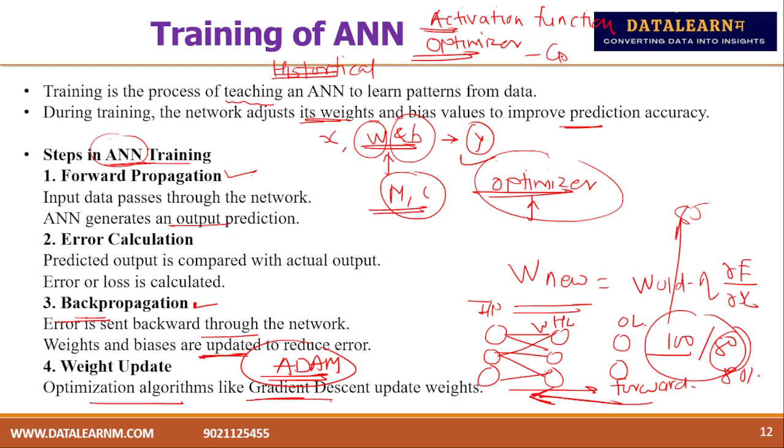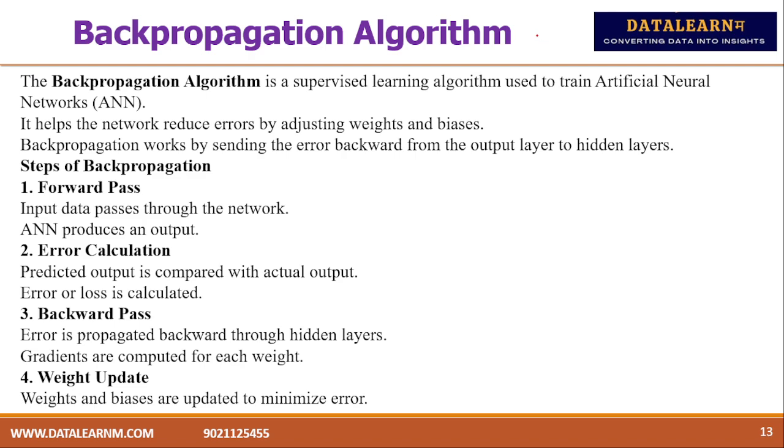For the optimizer, we have different options. Suppose gradient descent optimizer, stochastic gradient descent optimizer, mini batch gradient descent, then there is something called Adam. I will explain how these optimizers work. So in backpropagation, the algorithm is a supervised learning algorithm used to train an artificial neural network. It will help us reduce the errors by adjusting the weights and bias. It works by sending the errors backward from the output layer to the hidden layer.